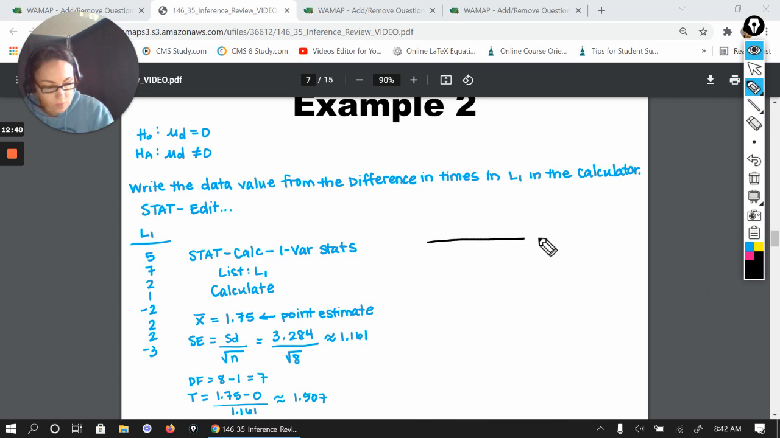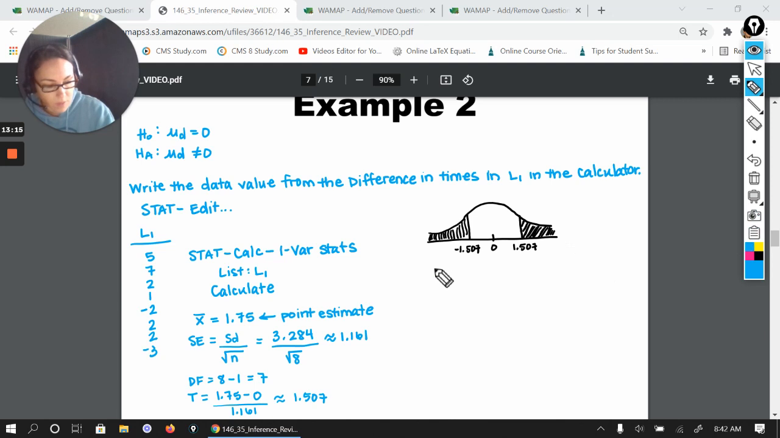So if I were to draw a t-distribution curve where 0 is in the middle, we have the test statistic that is 1.507 over here on the right, and we're interested in the area under the curve to the right of that, but also we're interested in the left side, negative 1.507, and we're interested in the area to the left of that mark. So it's a two-tailed p-value.